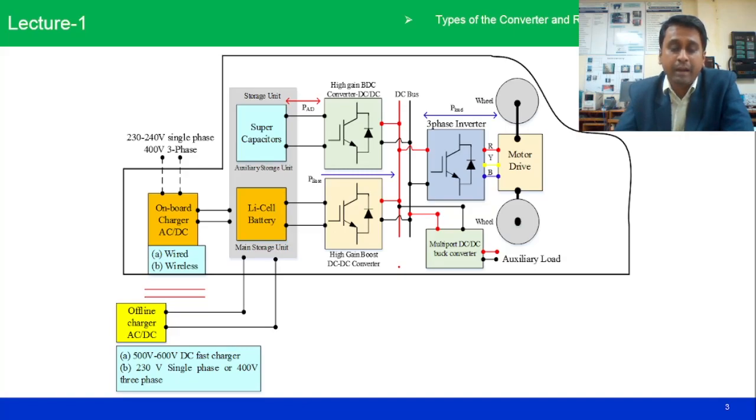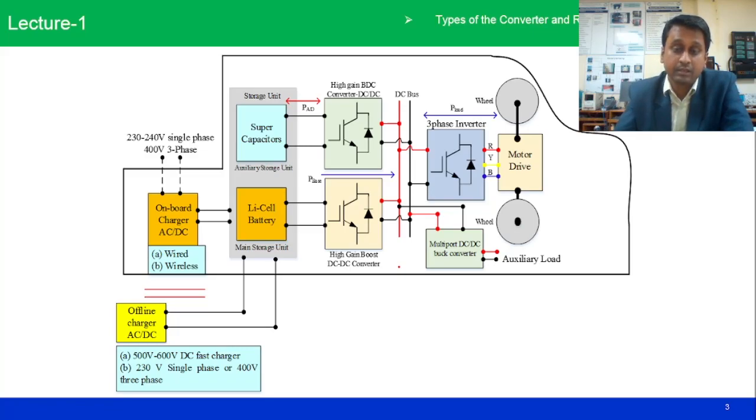Now, the batteries can be connected in series to improve the voltage level, but connecting batteries in series creates a charge imbalance problem. Therefore, battery cells are connected in parallel, and that essentially makes the system low voltage and high current type. So, the battery which is used inside the electric vehicle is essentially low voltage and high current type.